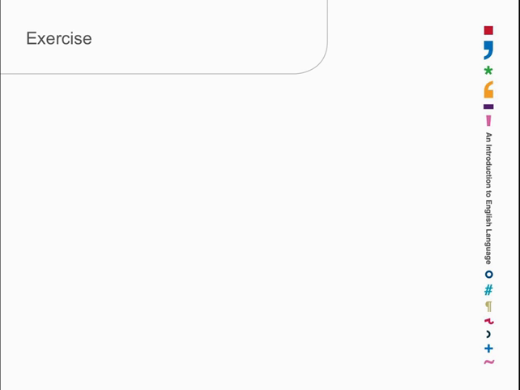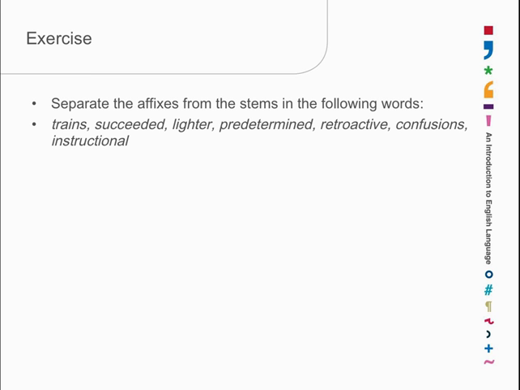So let's see if we can separate the affixes from the stems and decide what sort of affix we've got. In the case of trains, the s comes off the end and it's a suffix. In succeeded, the -ed, the past tense, comes off the end and it's a suffix. In lighter, -er is a suffix. Now what about predetermined?